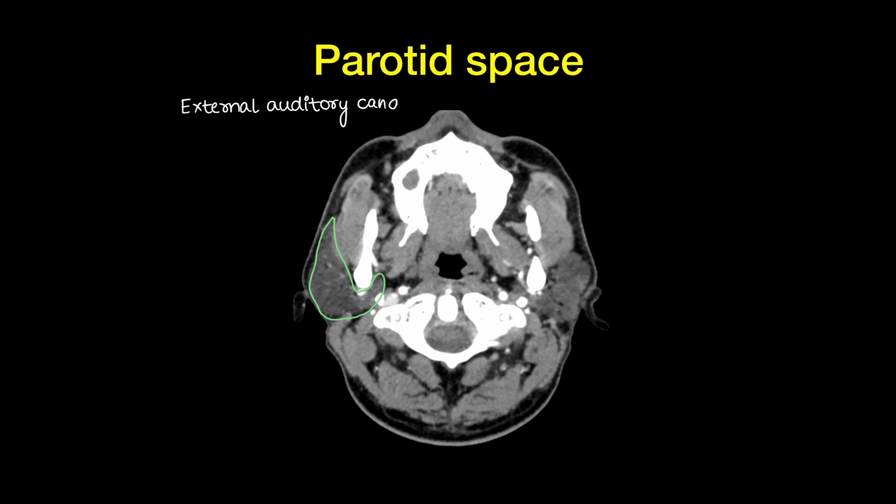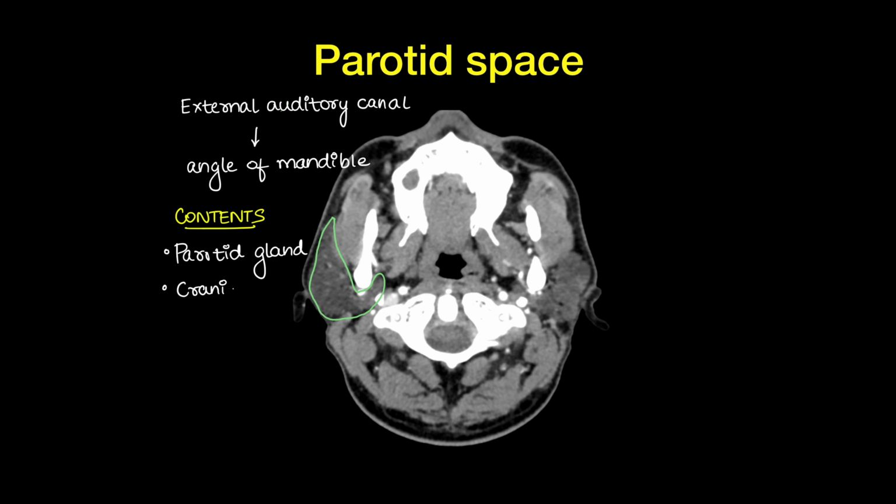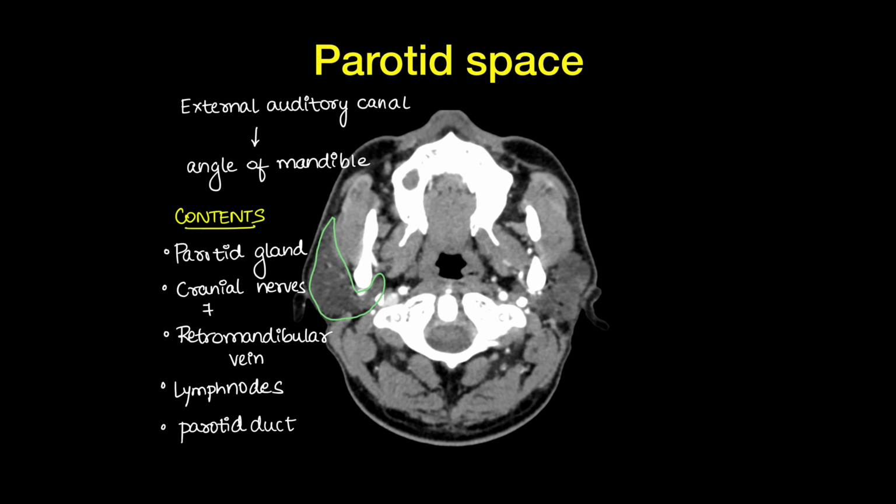Parotid space extends from the internal auditory canal to the angle of the mandible. Contents, the very important content of course, is the parotid gland and its duct. Cranial nerve 7 is present. There is the retromandibular vein, lymph nodes, and of course the parotid gland duct.